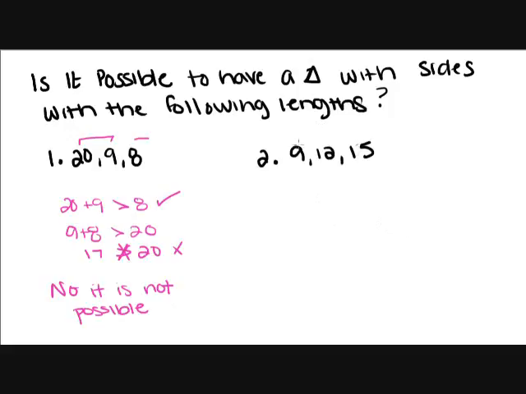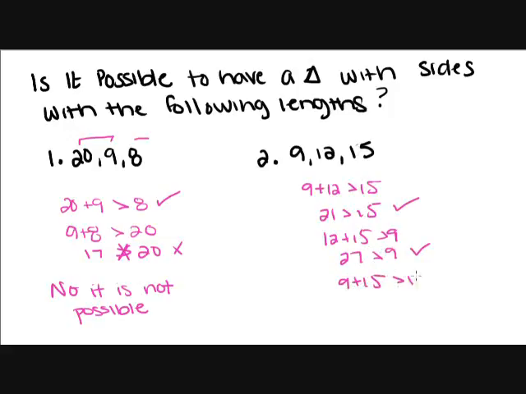Okay, with lengths 9, 12, and 15. So 9 plus 12 greater than 15. This is 21. 21 is greater than 15. 12 plus 15 is greater than 9. Well, that's 27, and 27 is definitely greater than 9. And 9 plus 15 is greater than 12. This would be 24, which is greater than 12. So yes, it is possible.